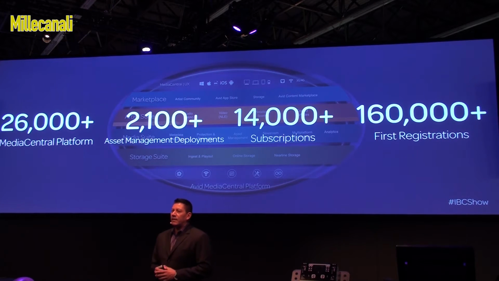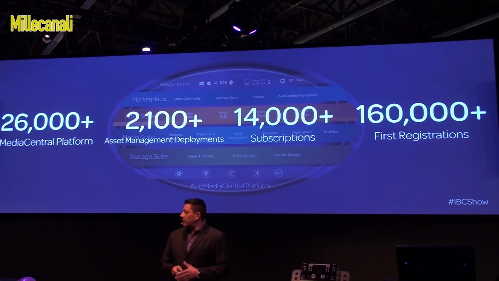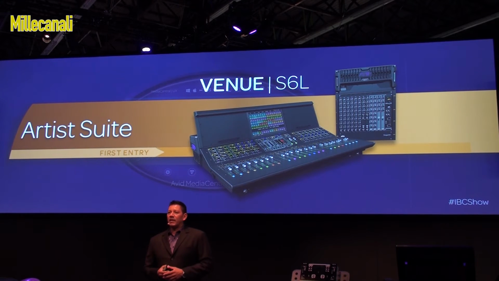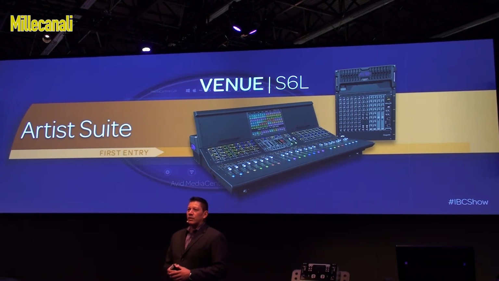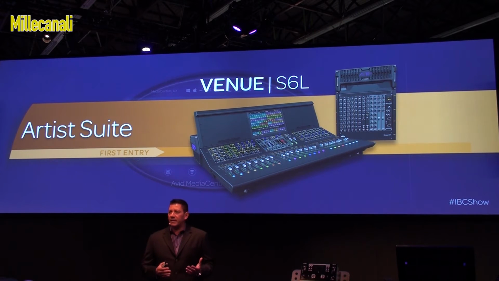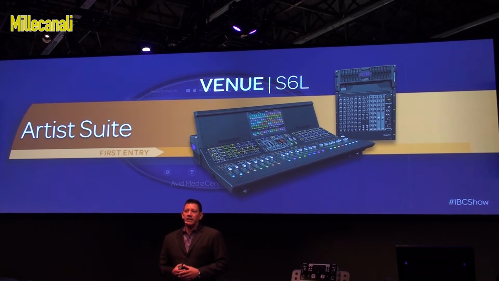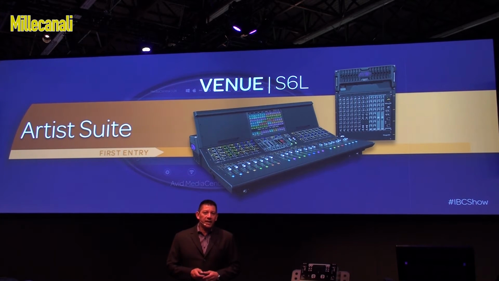And this doesn't even include our more recent announcements, where we've had huge market excitement for the products that we just announced at NAB. Now, in the Artist Suite, you may remember S6L, the next generation of live sound system built for extremely demanding tours and events. We've had over 200 of these systems on pre-order, more than double our expectations, and these will begin shipping at the end of October.